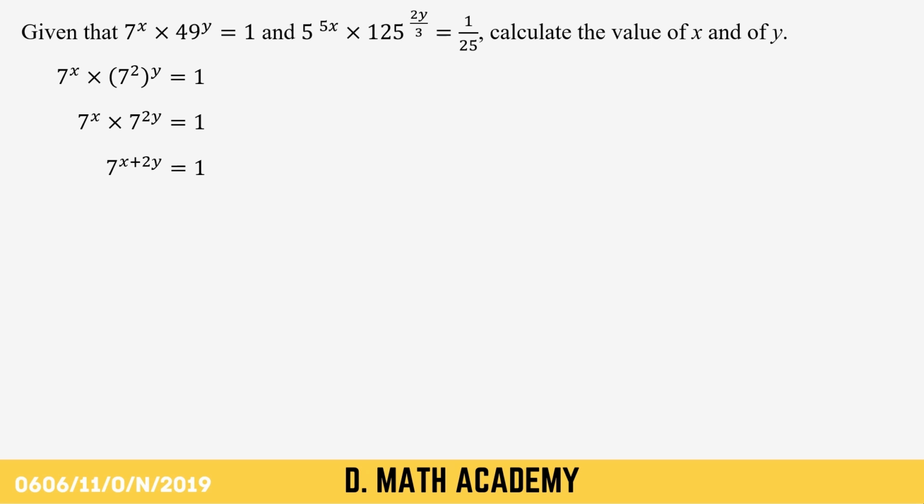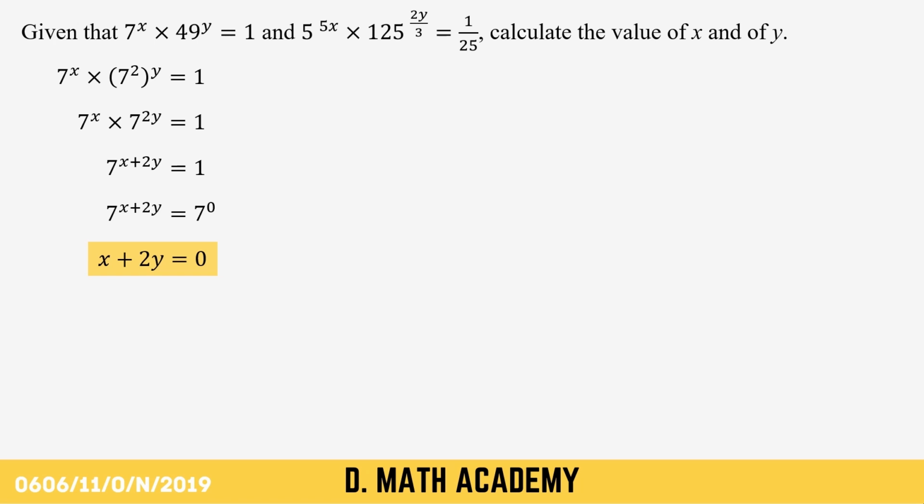Based on the rules earlier, anything to the power of 0 is 1, but I won't put just any number. I will select 7 only because I wanted their base to be the same. So only when their base is the same, like 7 to the power of 0, then I can extract the power x plus 2y equals to 0 and treat it as my equation.